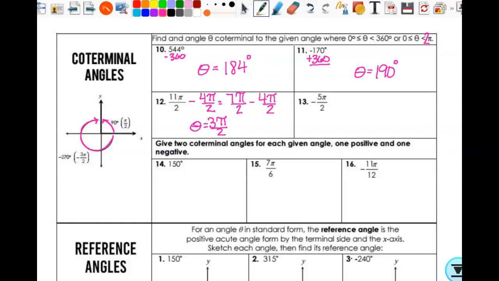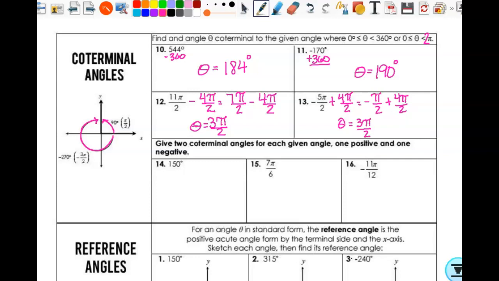My negative 5 pi halves, I'm going to have to add to that. So again, I'm in pi halves, so I'm going to add 4 pi halves. That's going to give me negative pi halves. That's still not between 0 and 2 pi, so I'm going to add 4 pi halves again, and that gives me that theta is 3 pi halves. Okay.